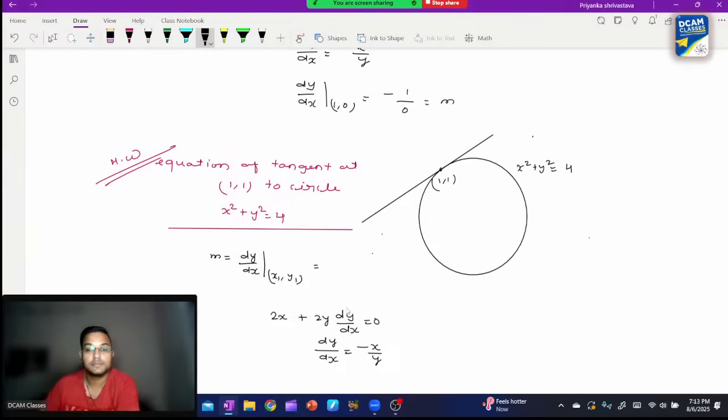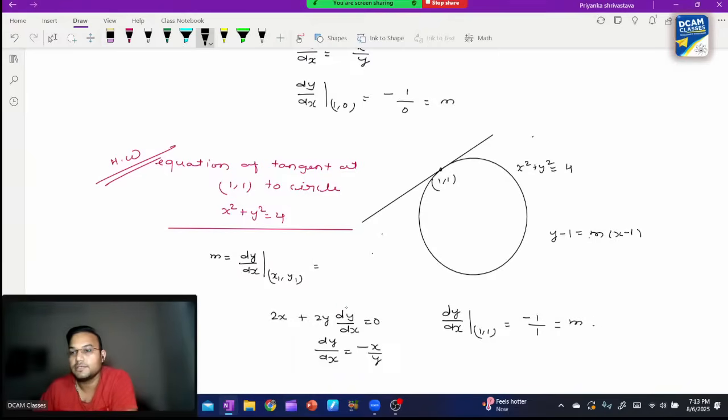Minus x by y at (1, 1) we have to find. So dy by dx at (1, 1) will be minus 1 by 1. This will be your slope. So the equation of tangent will be y minus 1 is equal to m into x minus 1. So it will be y minus 1 is equal to minus 1 into x minus 1. So the equation will be y minus 1 is equal to minus x plus 1. x plus y minus 2 is equal to 0. This is the equation of tangent.